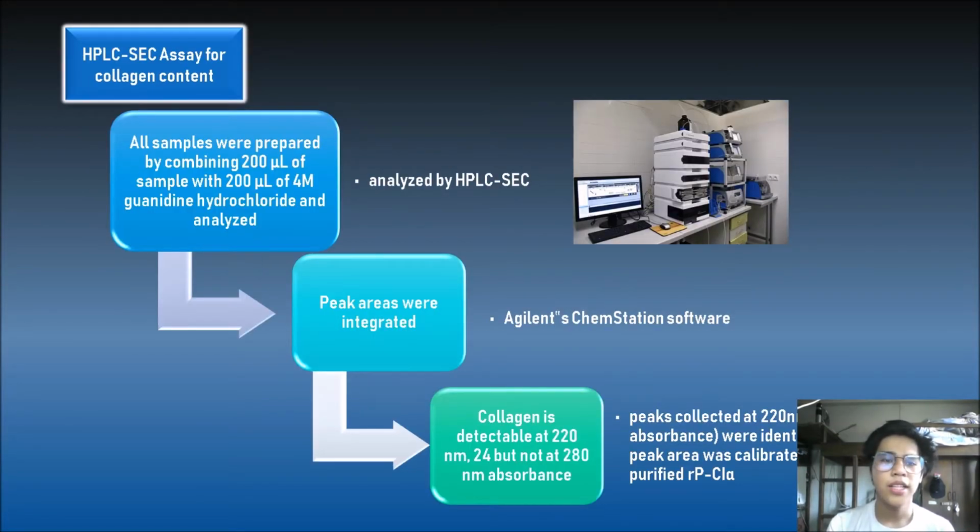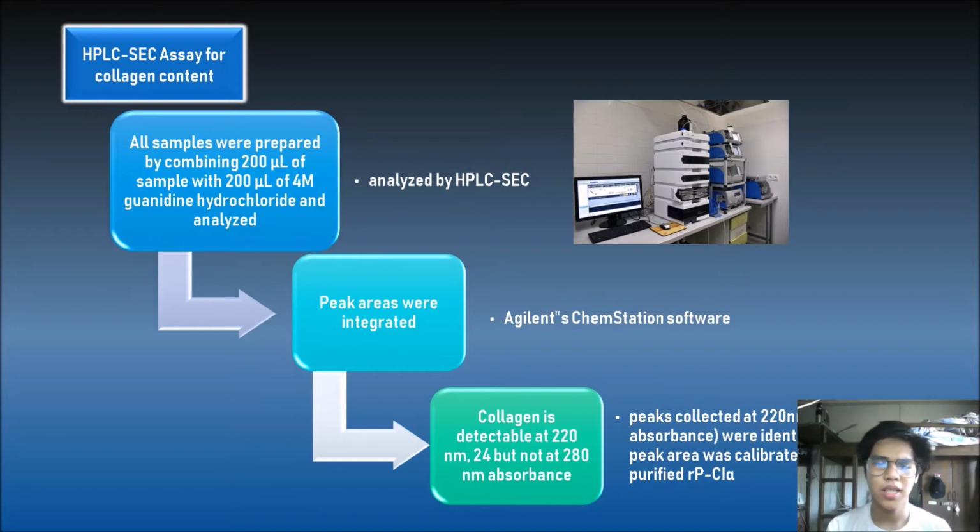For the HPLC assay for collagen content, all samples were prepared by combining 200 microliters of sample with 200 microliters of 4 molar guanidine hydrochloride, analyzed by HPLC, and then the peak areas were integrated using the Agilent ChemStation software.